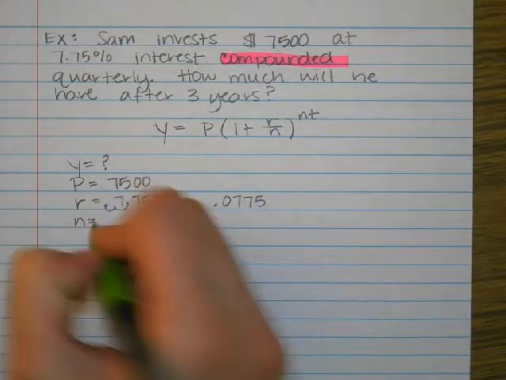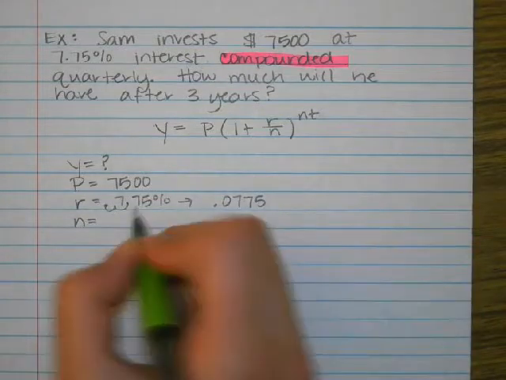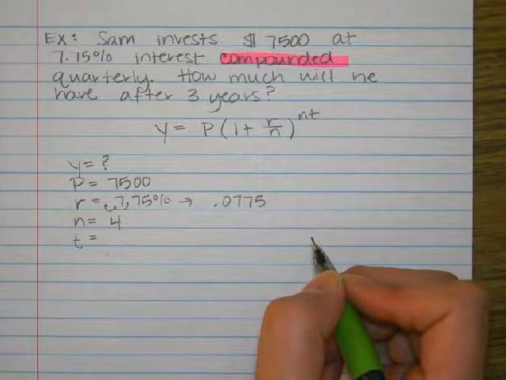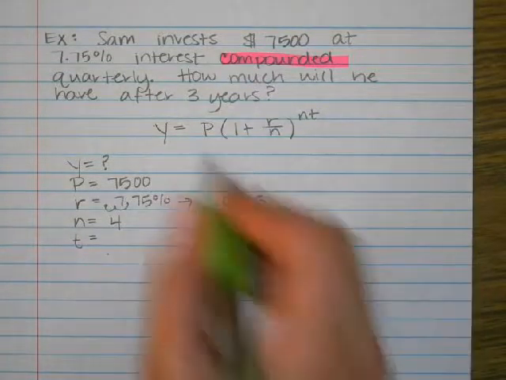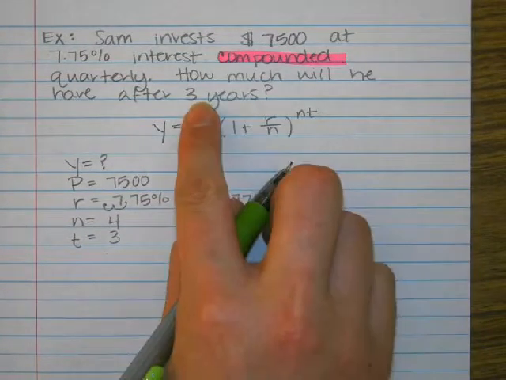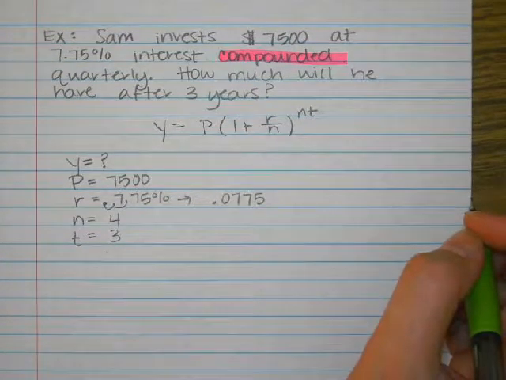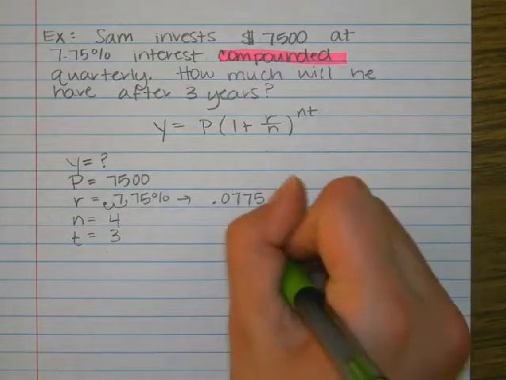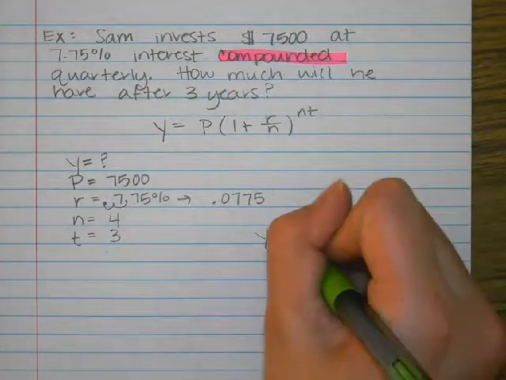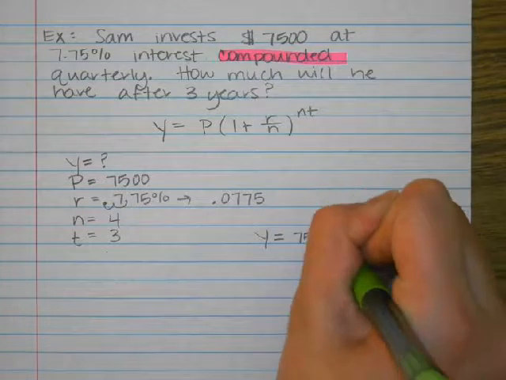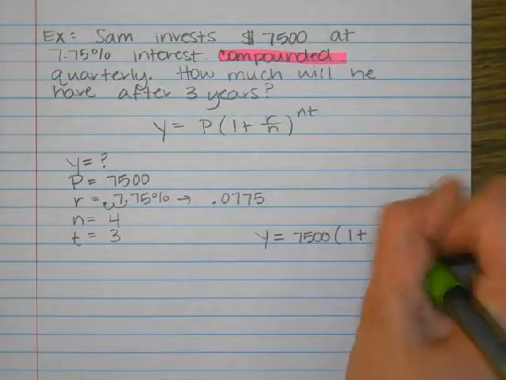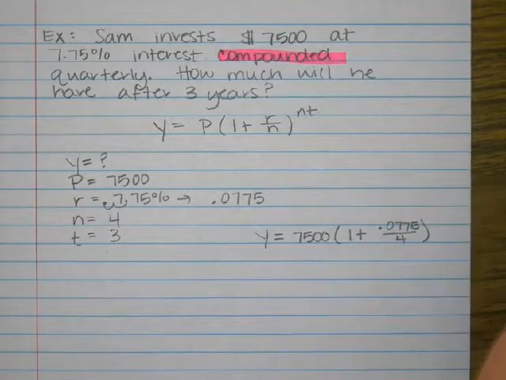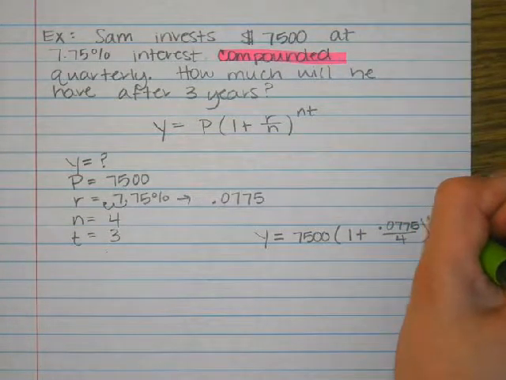N, it said compounded quarterly, so 4. And then T, how many years? It's in 3 years. So T is 3 years. So we're going to say y equals 7,500 times (1 plus 0.0775 over 4) to the 4 times 3.